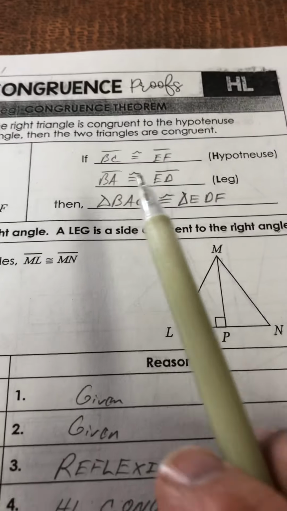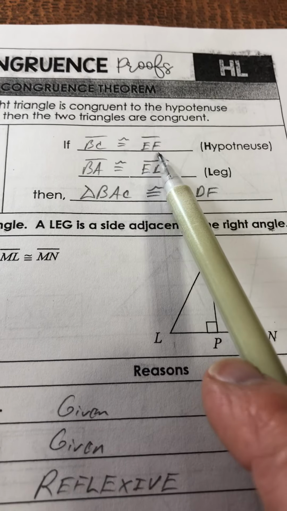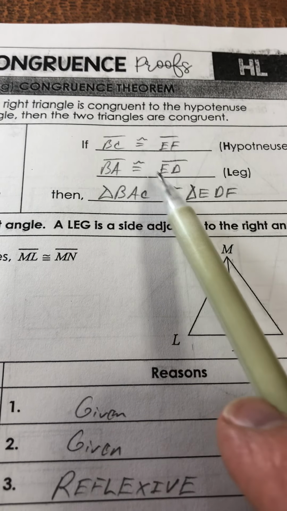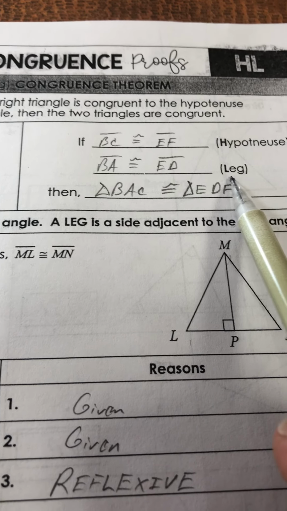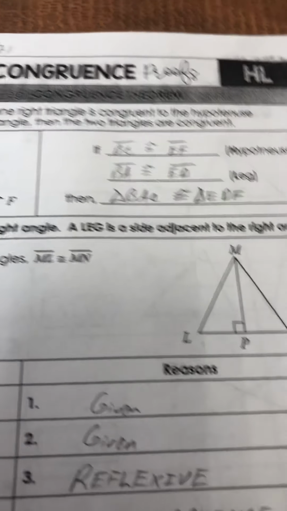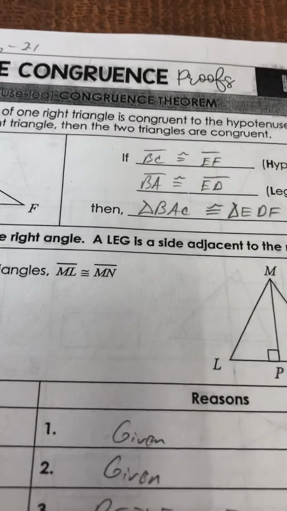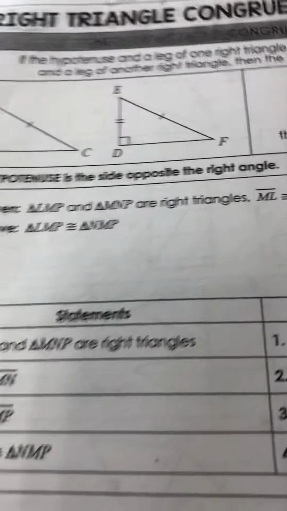So if BC, that's the hypotenuse, is congruent to EF, and BA is congruent to AD, if you have a hypotenuse and a leg that's congruent, then the triangles are congruent by the hypotenuse leg congruence theorem. So you just put HL.